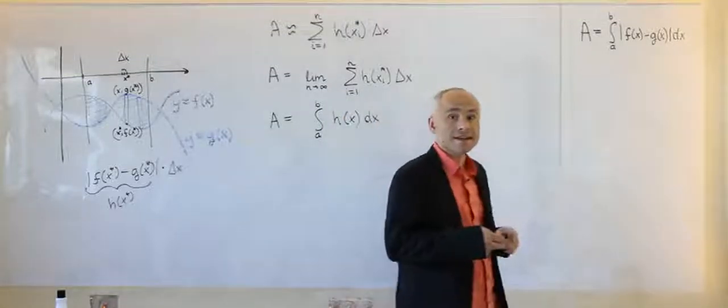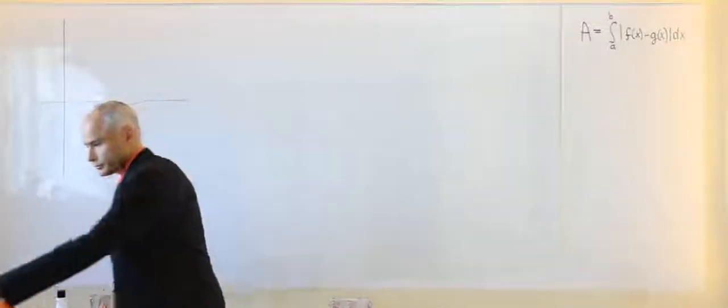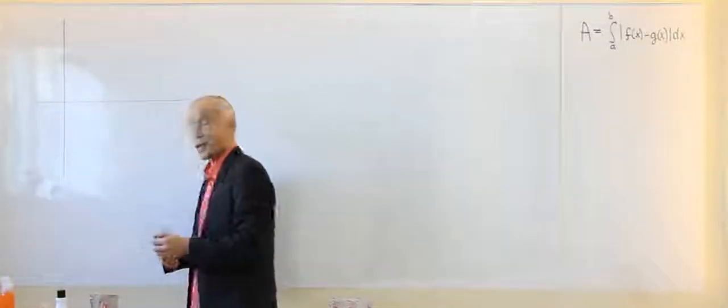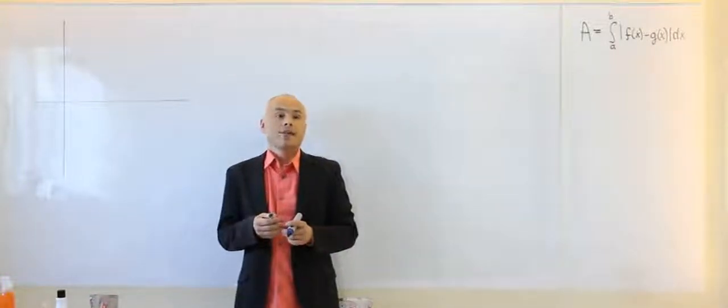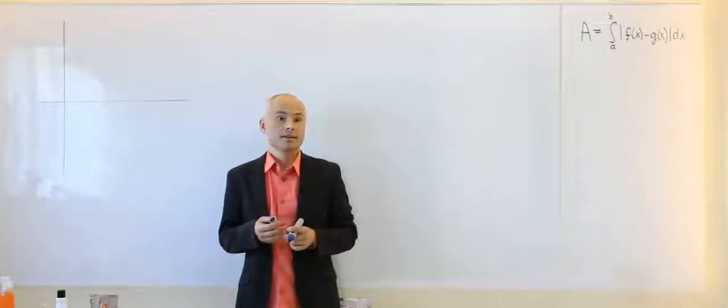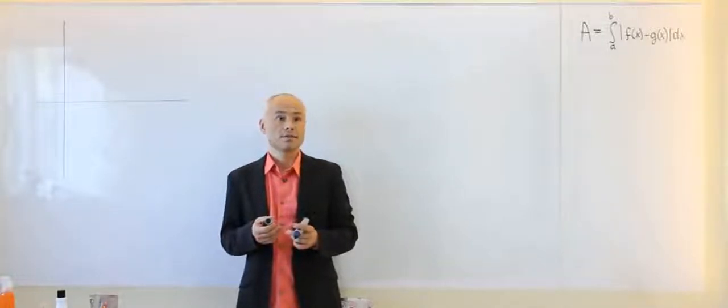Let's look at some examples. So in our first example, let's look at the area bounded by the parabola y is equal to x squared and the line y is equal to x.